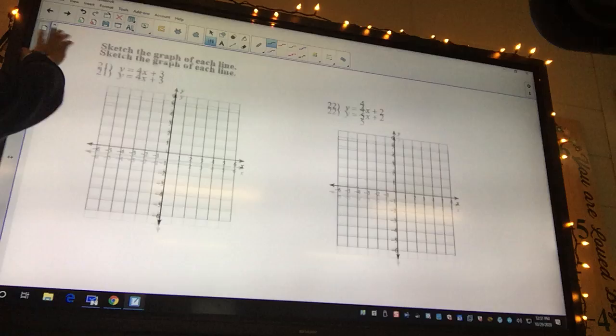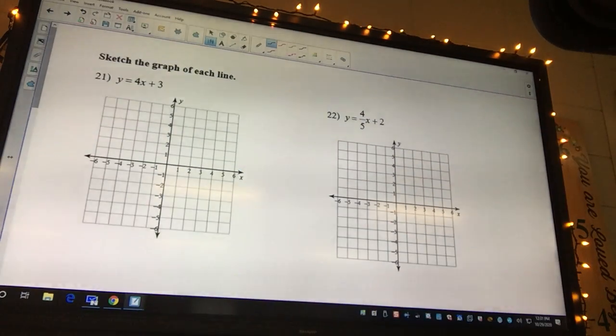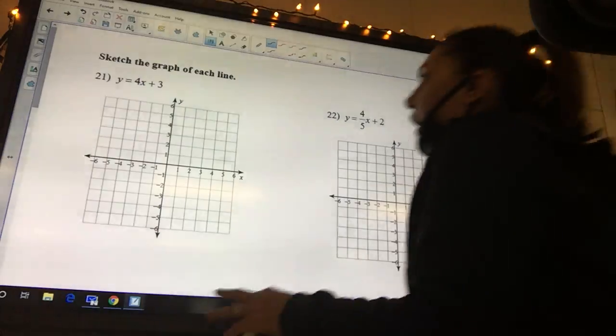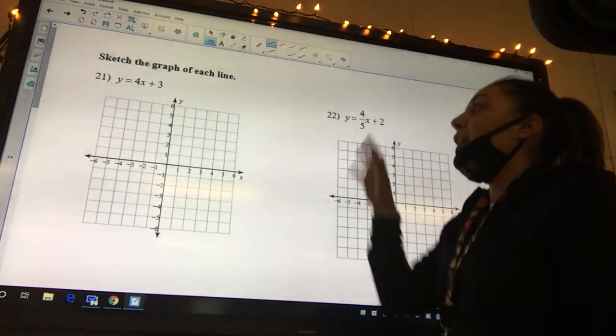Okay, go to the very last section. It says sketch the graph of each line. So this is where everybody's messing it up today. I gave this paper to my other two classes, and oh my Lord, have mercy. Everybody can get the y-intercept part down. Easy, cool, got it.